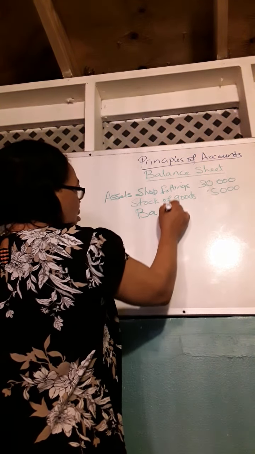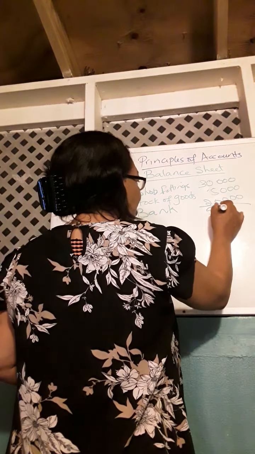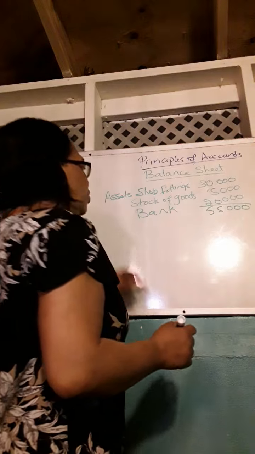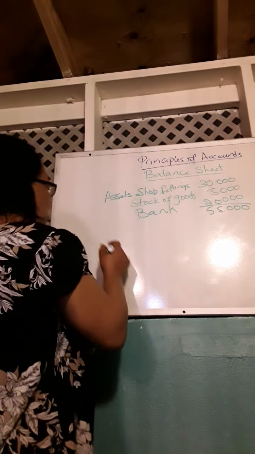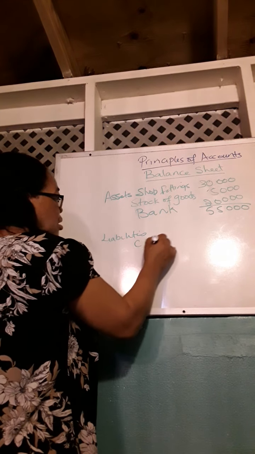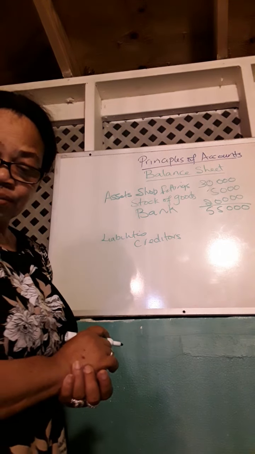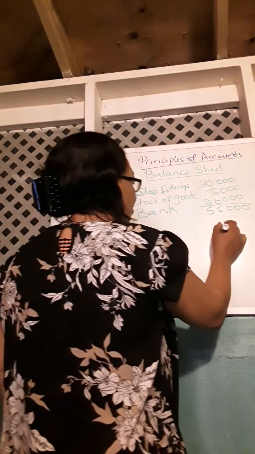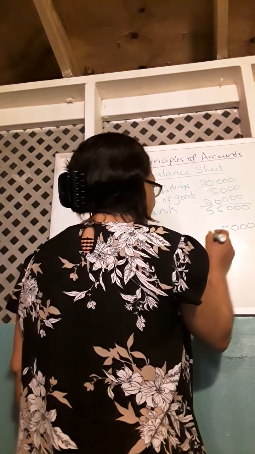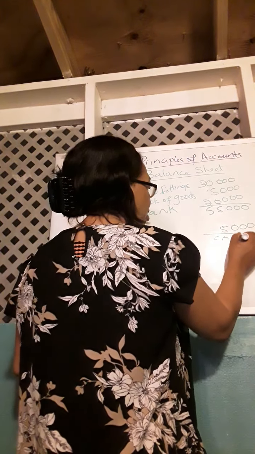And I have cash at bank. I have money in the bank of $20,000. Now, when I add that, I'm going to have $55,000, and that is my total assets. Then my liabilities: I have creditors, a loan creditor of $5,000. Now what I'm doing is subtracting my liabilities from my assets, and so I am left with $50,000.